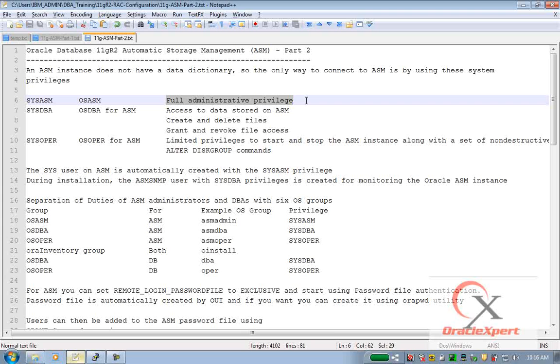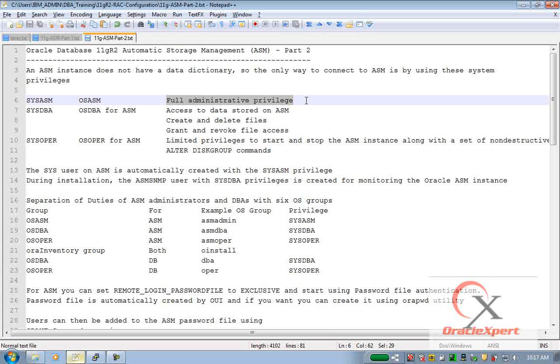Although you also have the SYSDBA privilege in case of ASM, it is somewhat inferior in privileges to what is offered to you by SYSASM. So in case of a database, SYSDBA is the highest authority. In case of ASM, SYSDBA is the second highest in the command line. The highly privileged account is SYSASM.